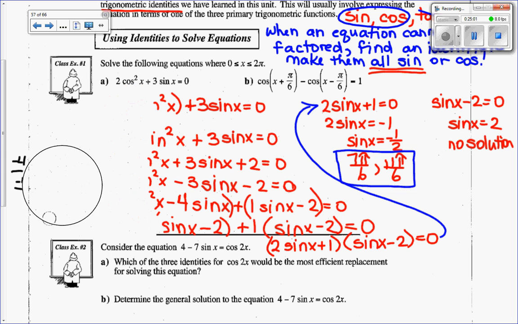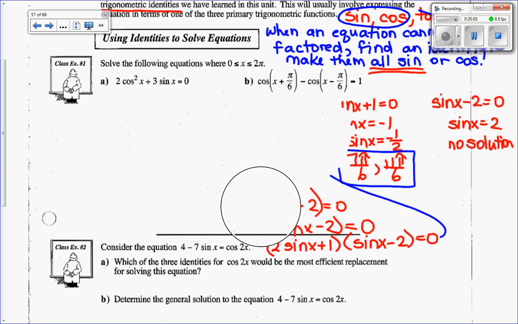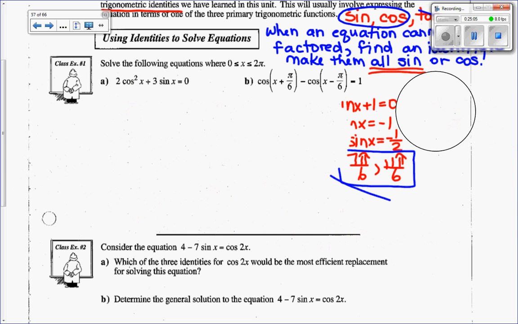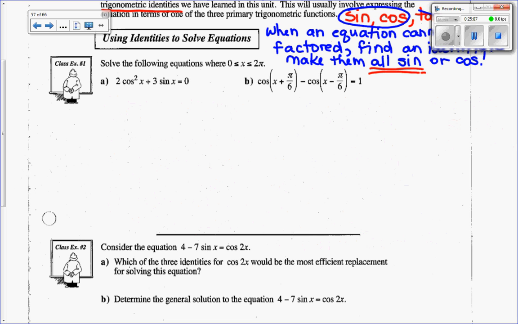Okay, I'm going to erase all of this because I need space on this other side. We've got cos of x plus pi over 6 minus cos of x minus pi over 6 equals 1. So this is cos of a plus b minus cos of a minus b, right?